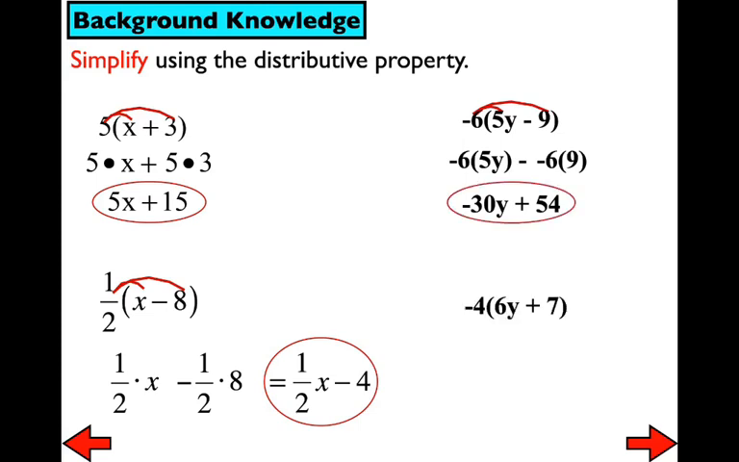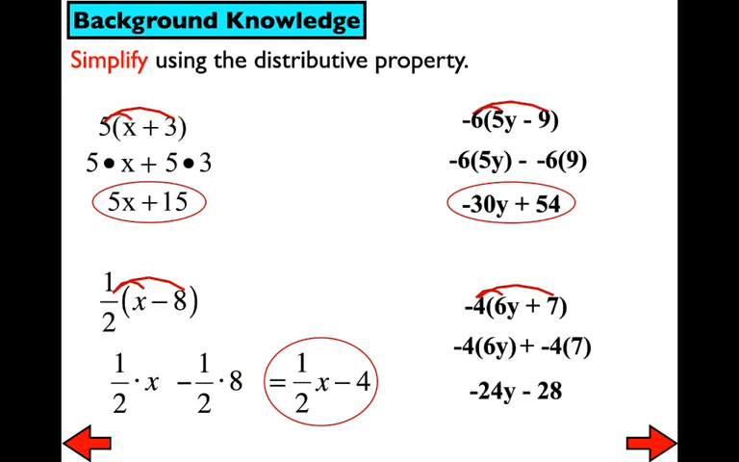And all I'm doing is I'm quickly going through some of the stuff from 7th grade here. In the next problem, we've got an outside number of negative 4. So we're going to multiply negative 4 times 6y, and then negative 4 times a positive 7 right there. So we end up with negative 24y minus 28.